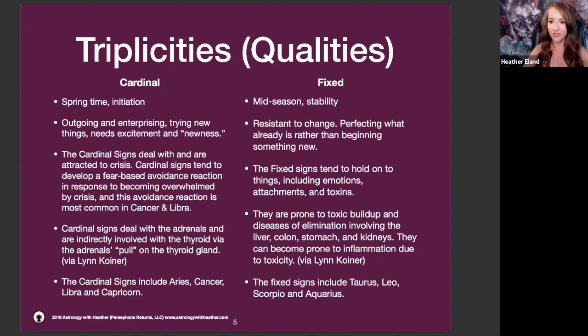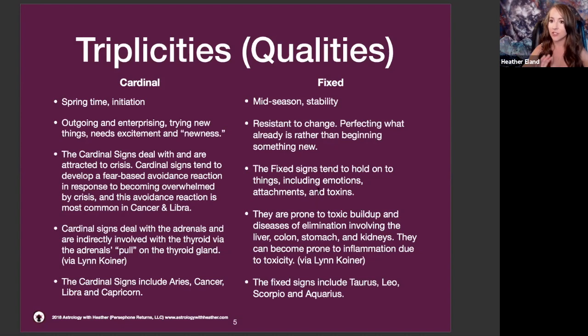This is where you start to see the interaction between these qualities when we get into each sign, because they'll have qualities of being a cardinal sign, but they'll also have qualities of their element and their polarity. So you have to take into consideration all of these different parts of the sign here. And so cardinal signs deal with and are attracted to crisis. They tend to develop fear-based avoidance reactions in response to becoming overwhelmed by crisis. And this avoidance reaction is most common in Cancer and Libra, when we're talking about the cardinal signs.